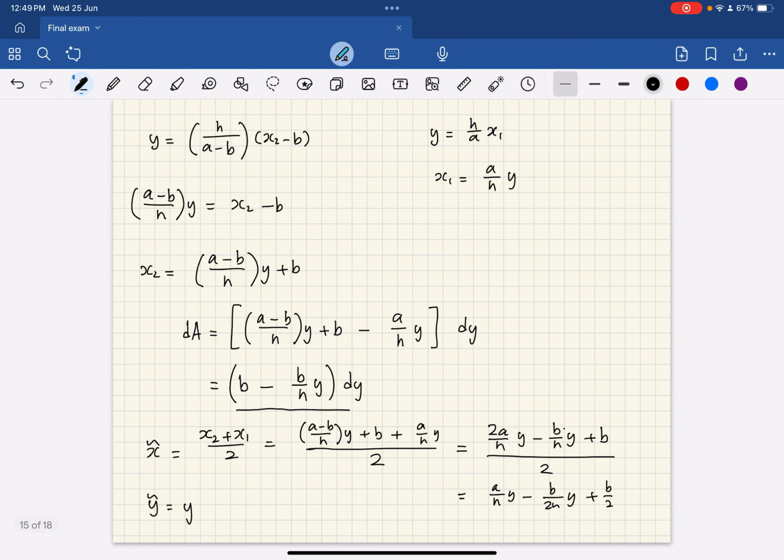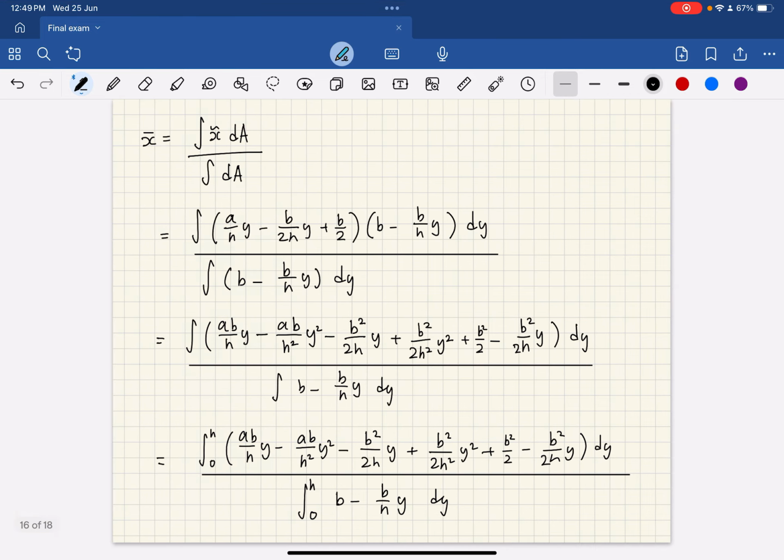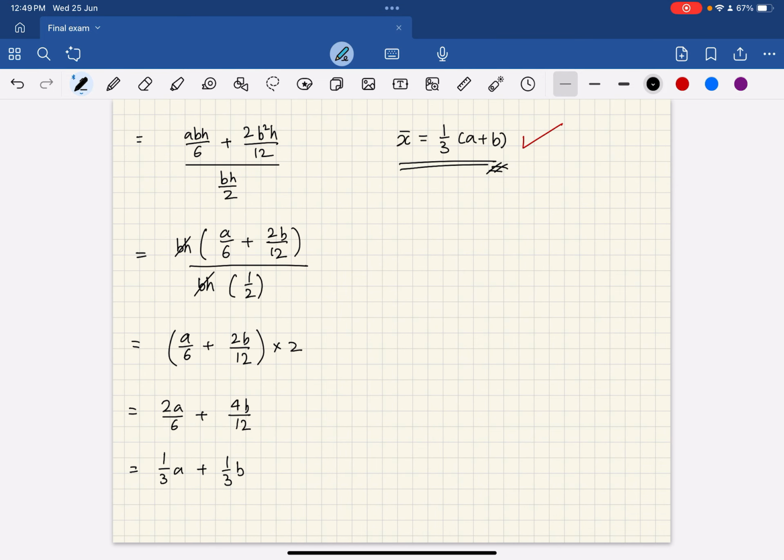All right, now let's try to find y bar. Okay, so to find y bar, we know that y bar is simply the integral of y tilde dA with respect to the integral of dA.